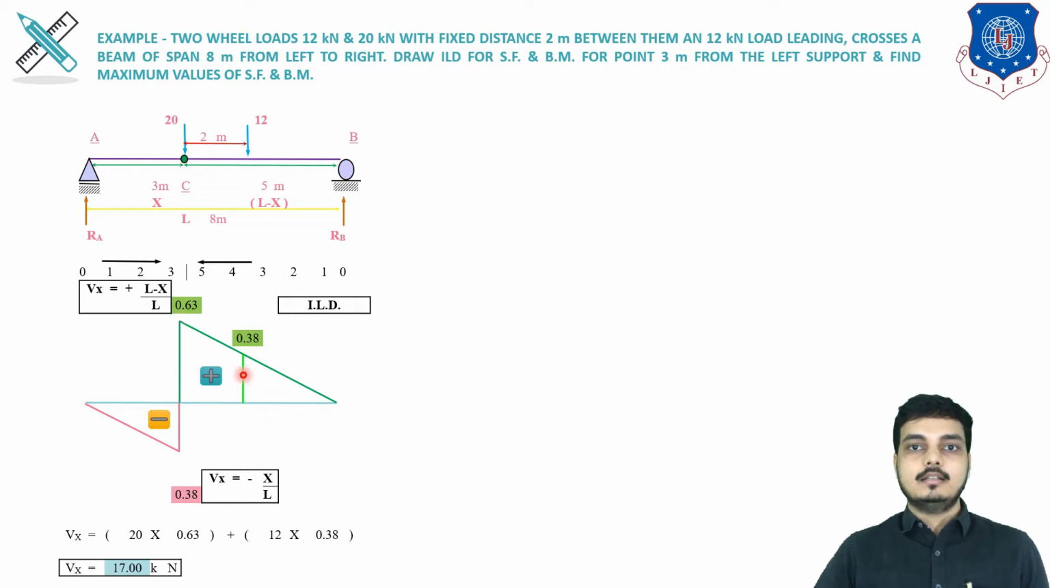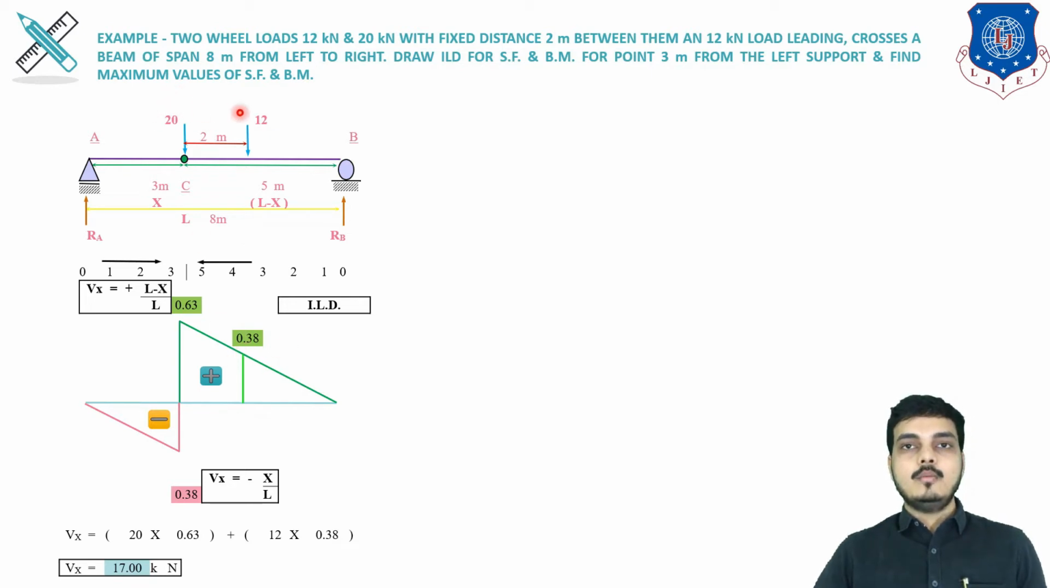And if it is 2 meter apart, means if this is 5 meter, then this will be 3 meter. 5 minus 2 is nothing but 3. So for 5 meter it is 0.63, and for 3 meter it is 0.38. So I also got the ordinate for this 12 kilonewton load.